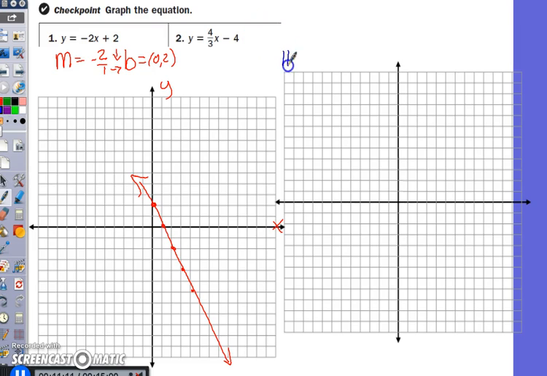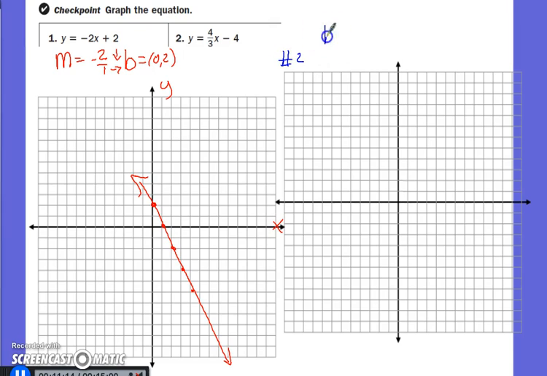Here on number 2, this page, your m is a positive 4/3. So that's up 4 and to the right 3. But your b is a -4, so it's 0, -4. So what we're going to do is go to -4 on the y-axis. 1, 2, 3, 4. Then you go up 4 and over 3, and up 4, and over 3. And this one should rise because it's positive.